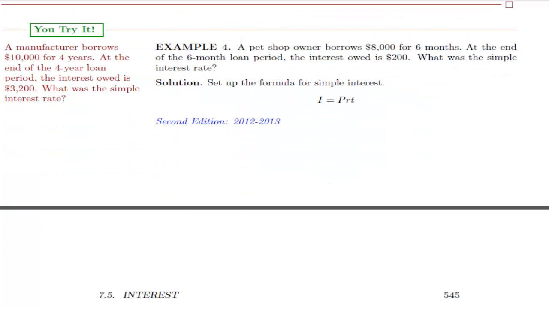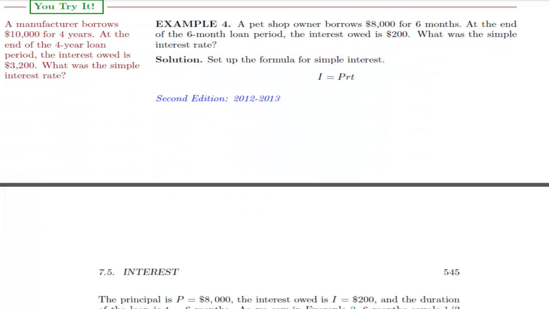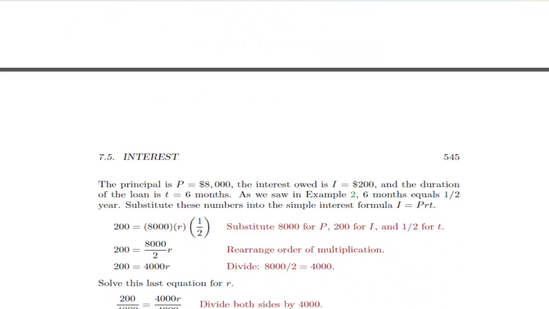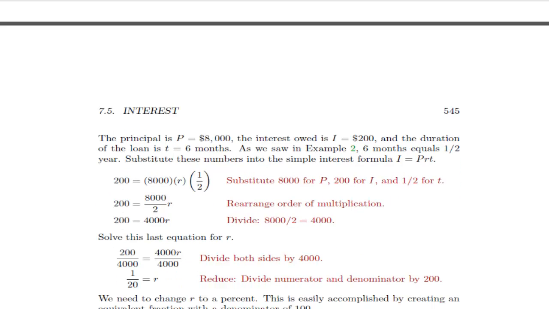Example 4. A pet shop owner borrows $8,000 for 6 months. At the end of the 6-month loan period, the interest owed is $200. What was the simple interest rate? Solution. Set up the formula for simple interest. I equals PRT. The principal is P equals $8,000. The interest owed is I equals 200, and the duration of the loan is T equals 6 months. As we saw in example 2, 6 months equals half a year. Substitute these numbers in the simple interest formula I equals PRT.